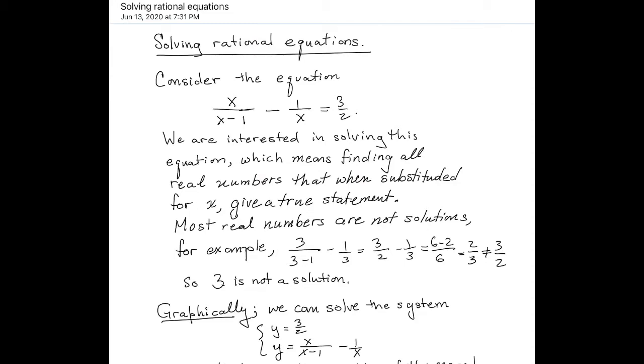If we plug in 3 for x, we get 3 over 2 minus 1/3, which is in the end 2/3, which is not equal to the right-hand side, which is 3/2. So 3 is not a solution.